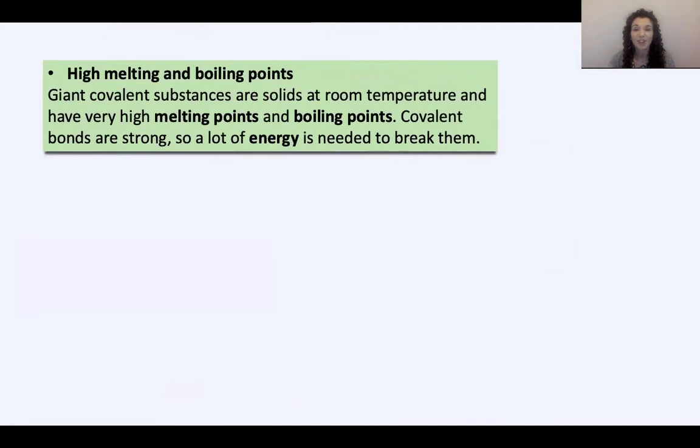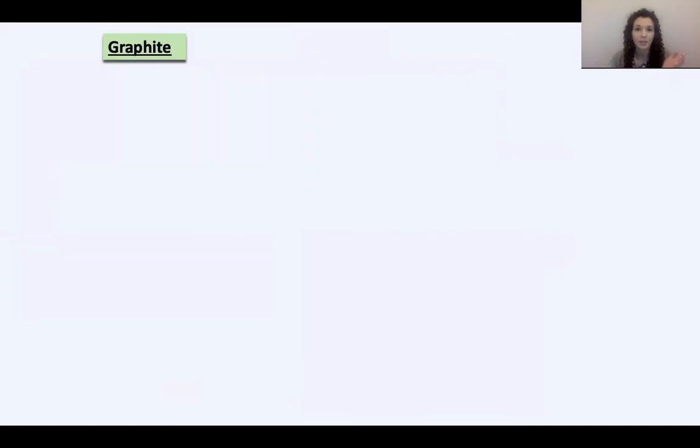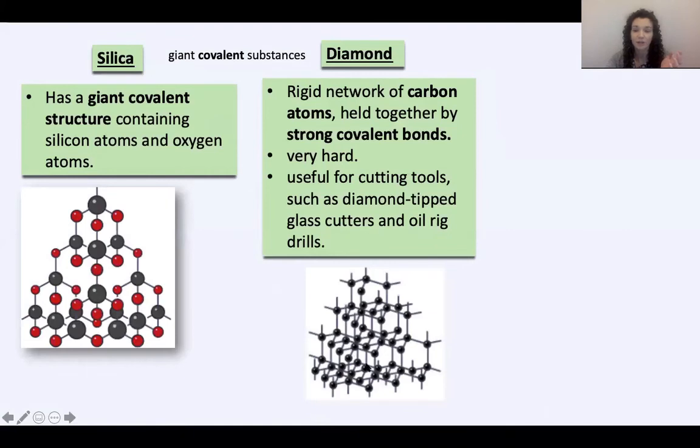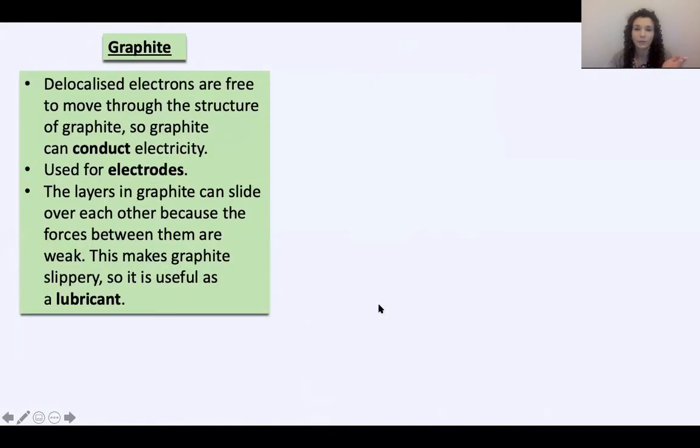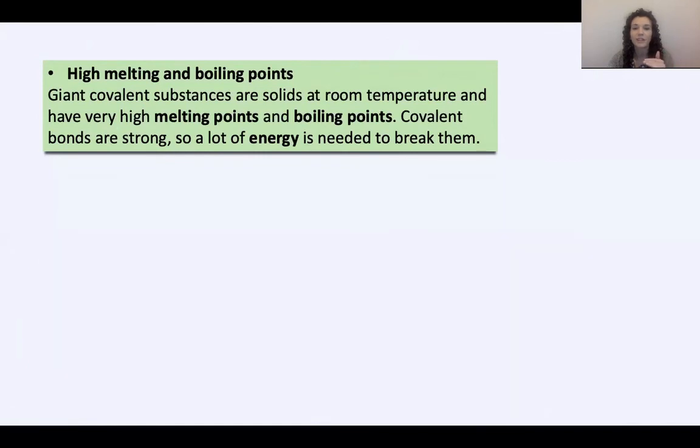Now, because these giant covalent substances have very, very high melting and boiling points, it means that they are usually solid at room temperature. So we know diamond is a solid, graphite's a solid, silica's a solid. That's because the covalent bonds in them are very, very strong. So they're made up of lots and lots of covalent bonds. Remember, look at the structure here of diamond, lots and lots of covalent bonds. So that means that it takes a lot of energy to break them apart. So that's why diamond has a really high melting and boiling point.